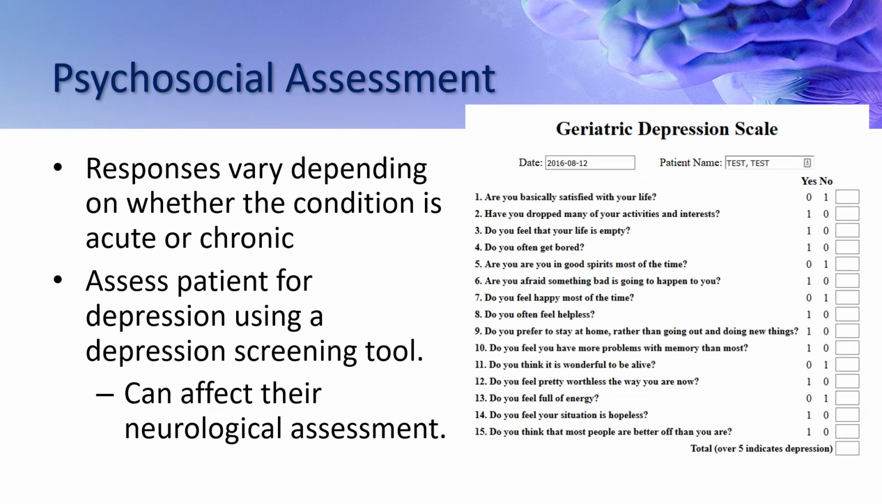What are they living in at home? Are they in a stressful situation or abusive? Do they have a good support system? Do they use drugs or alcohol to deal with their problems? Are they depressed? As you can see, I shared one of the depression scales that you can use to assess for depression. All of these problems can affect their neurological assessment. So you're going to want to take these into consideration to see if they're affecting anything that you've seen.